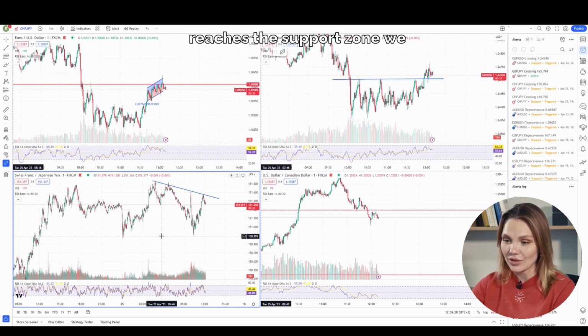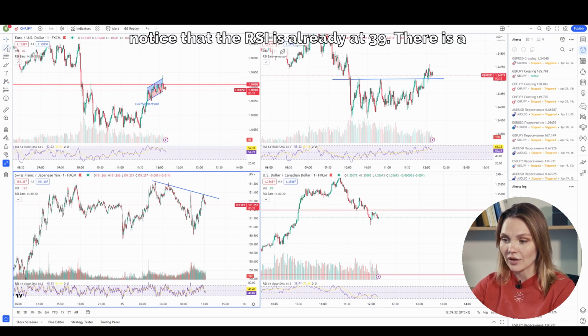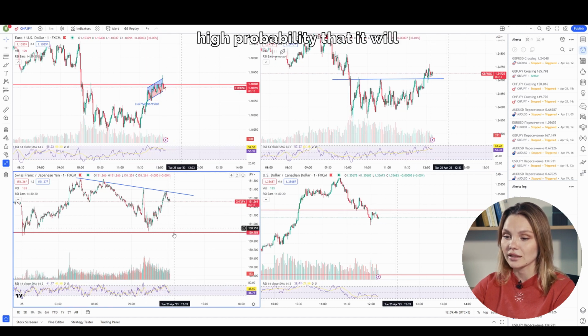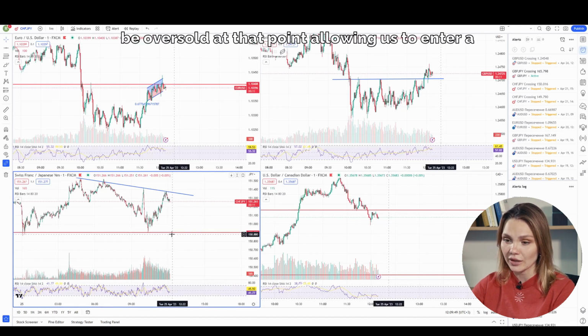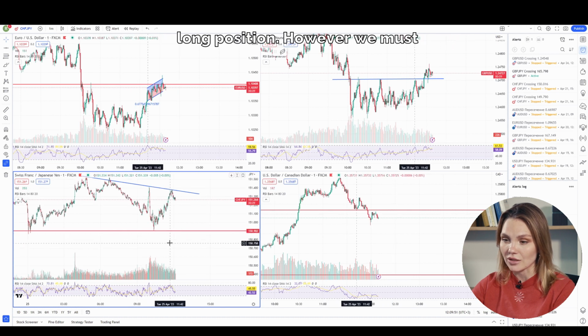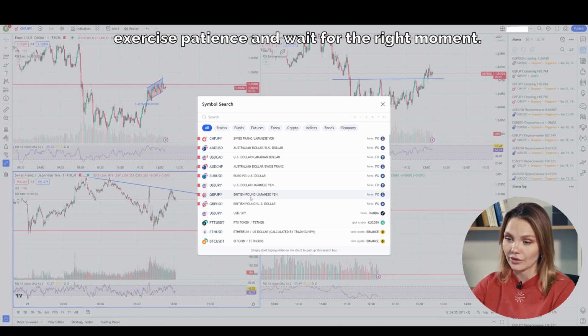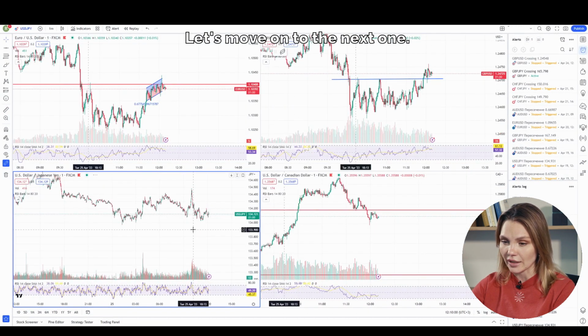Once it reaches the support zone, we notice that the RSI is already at 39. There is a high probability that it will be oversold at that point, allowing us to enter a long position. However, we must exercise patience and wait for the right moment. Let's move on to the next one.